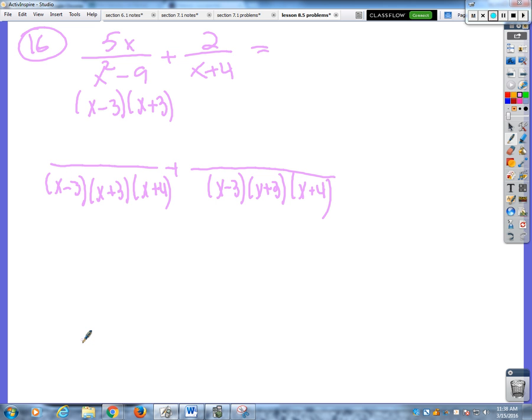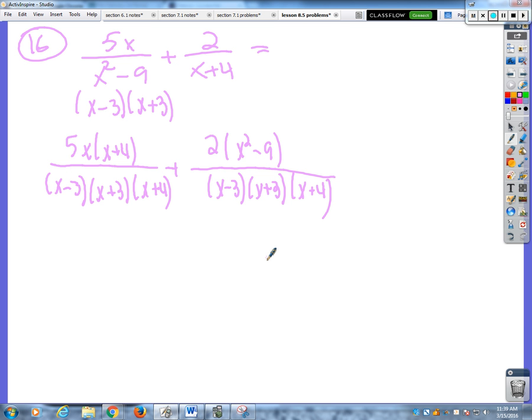Okay? So, what did I multiply x minus 3 times x plus 3 by in order to get this? X plus 4. So what do I have to multiply this by? X plus 4. So that's going to be 5x times x plus 4. We'll do that in a second. What did I multiply this x plus 4 by to get all of this here? Right, x squared minus 9. Yeah, this thing right here. Okay, so you're going to save us a little time and go 2 times x squared minus 9.